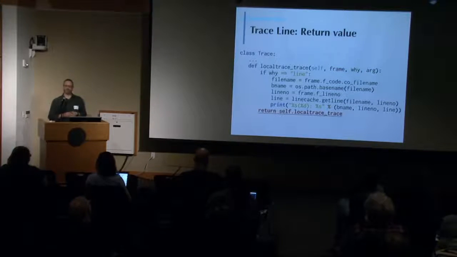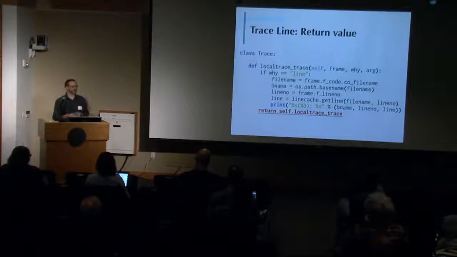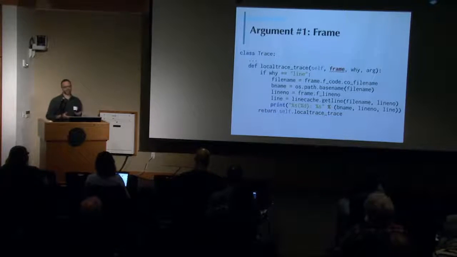All tracing functions also have to return a tracing function. So those are the two key parts of writing or creating your own tracing function. So let's try and figure out what these arguments mean, what they're all about. The first one is a frame.